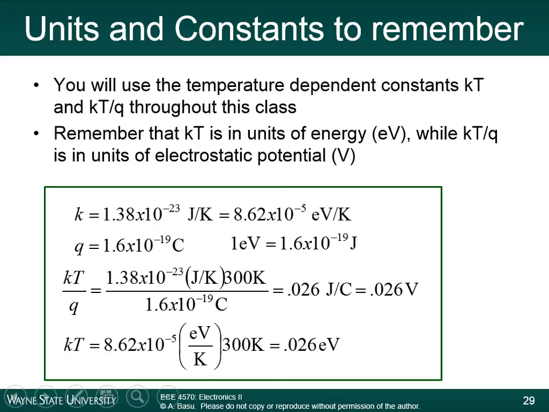This 26 millivolts here is called the thermal voltage. It's used often in semiconductor calculations. The same number, 0.026 electron volts, appears in a lot of energy band calculations at room temperature. Keep in mind that these constants are only valid at room temperature.